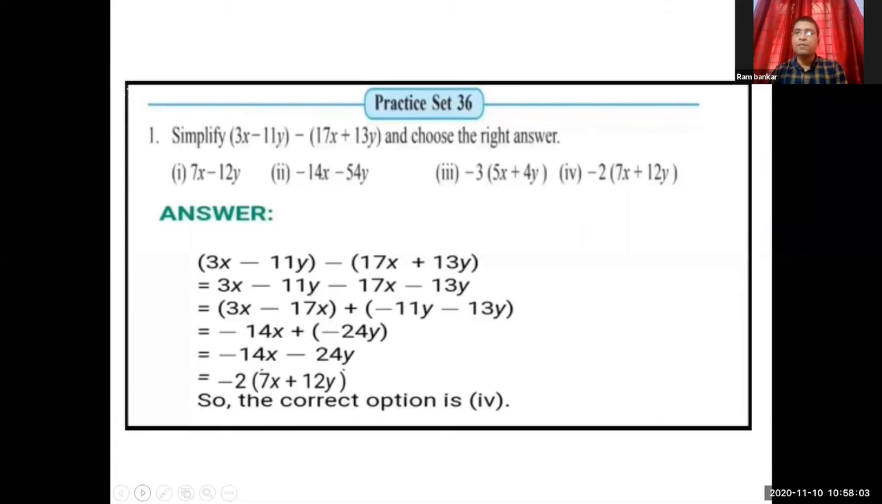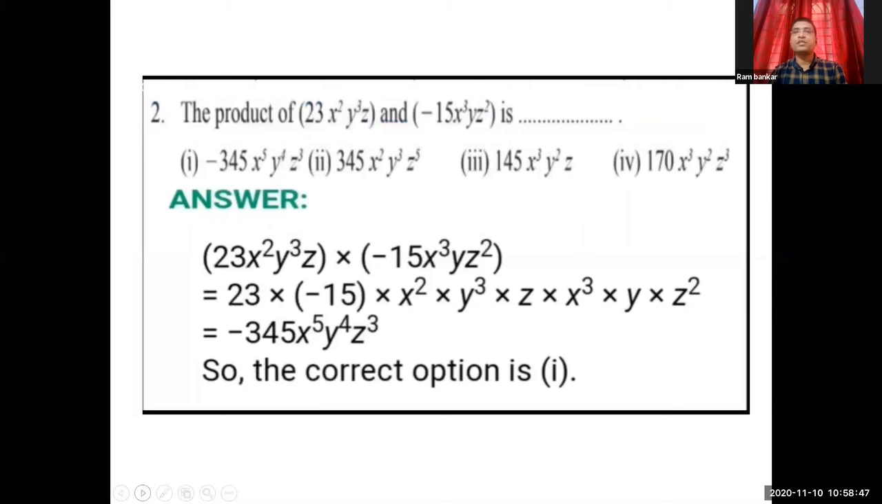The answer will be the same. We know the answer is 14x minus 24y, but this is not in the options. So we have written it in another form, that is, we have taken 2 as common between those two terms and written 7x plus 12y in the bracket. And where is the answer? Minus 2 in bracket 7x plus 12y. Options number 1, 2, 3, 4. Yes, option number 4 is the answer. Okay, so the correct option is 4. Okay, look at the next slide.